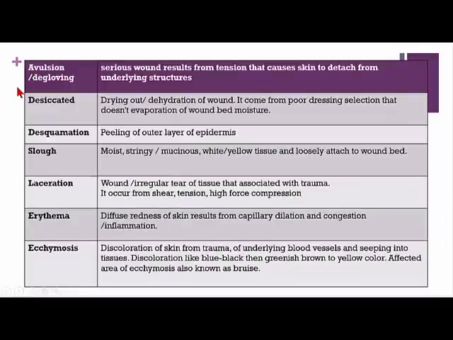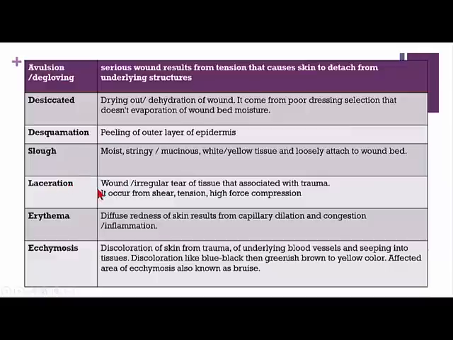Let's see avulsion or degloving. It means a serious wound resulting from tension that causes skin to detach from underlying structures. What is desiccated? Drying out or dehydration of the wound. It comes from poor dressing selection that doesn't prevent evaporation of the wound bed moisture. Let's see desquamation. Peeling of the outer layer of the epidermis is called desquamation. What is slough? It is moist, stringy, mucus-like, white or yellow tissue loosely attached to the wound bed.